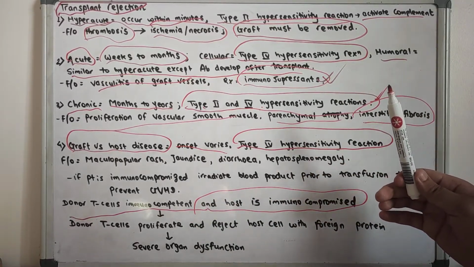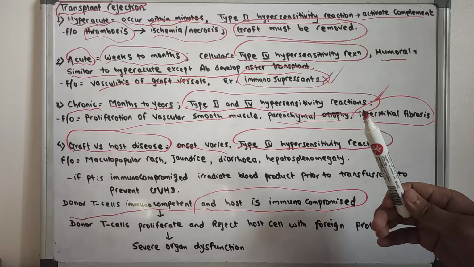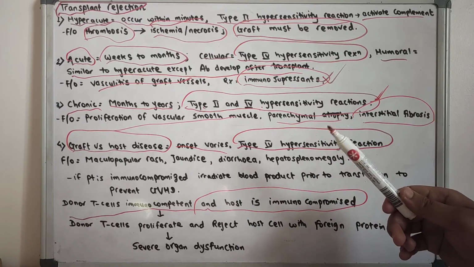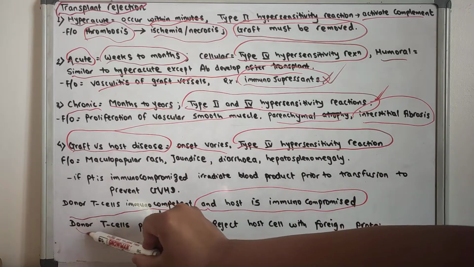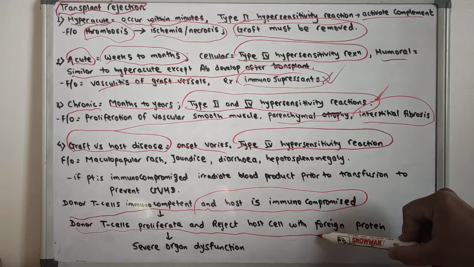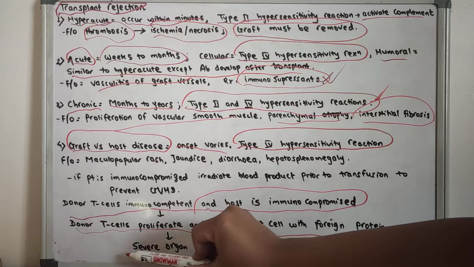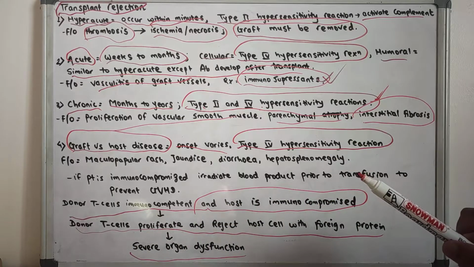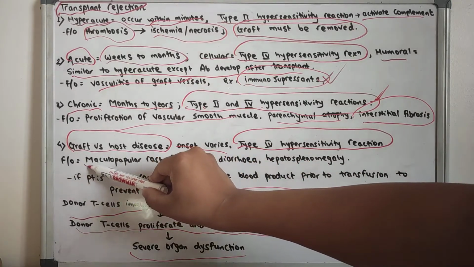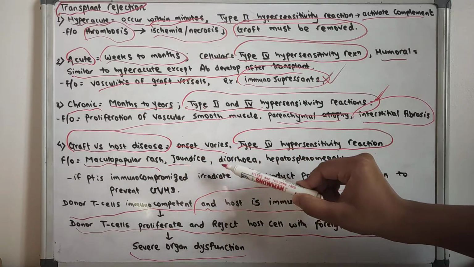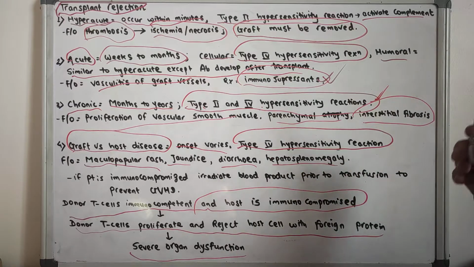Usually the transplanted organ which the donor has is rich in lymphocytes, and if the host is immunocompromised, the donor T cells proliferate and attack the host cells with foreign proteins. This leads to severe organ dysfunction. The features we can see in graft versus host disease are maculopapular rash, jaundice, diarrhea, and hepatosplenomegaly.